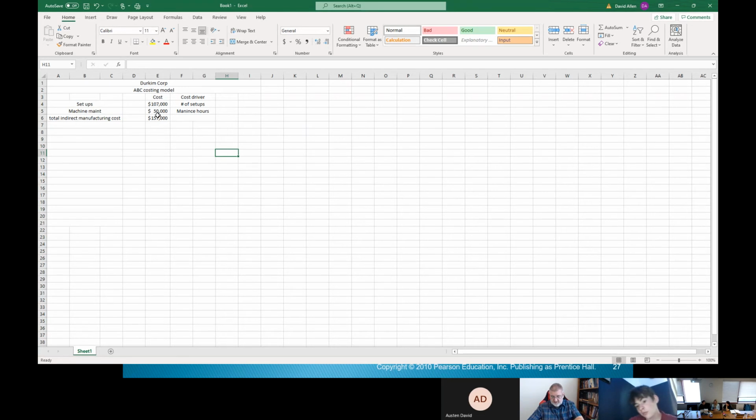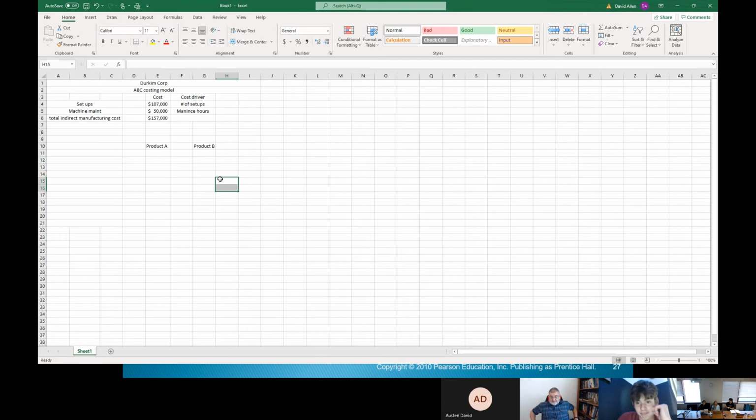Okay, so it says we have to compute the cost per unit for each product, okay? So now we're going to come down here and say this is going to be product A. And we'll come over here and say this is going to be product B. Wait, do we have to do anything with the total numbers? Or are they just there to throw us off? I don't know. We'll see. Let's see if we can figure it out. Okay.